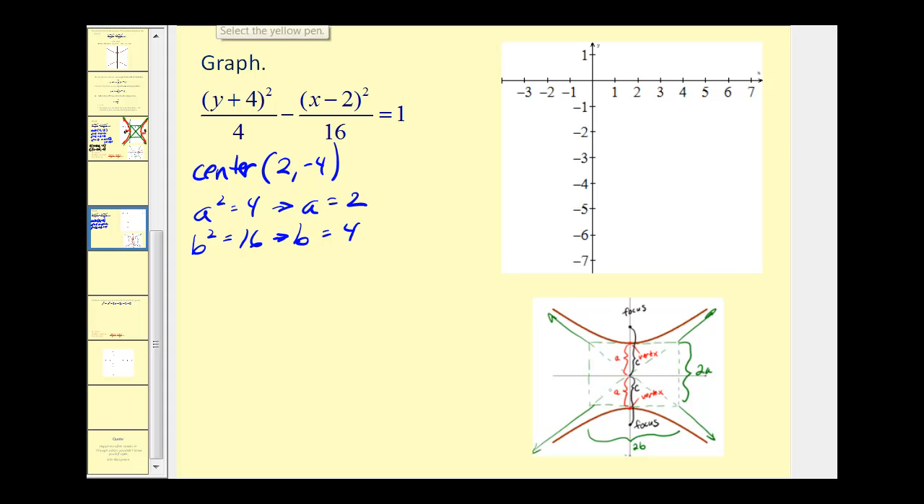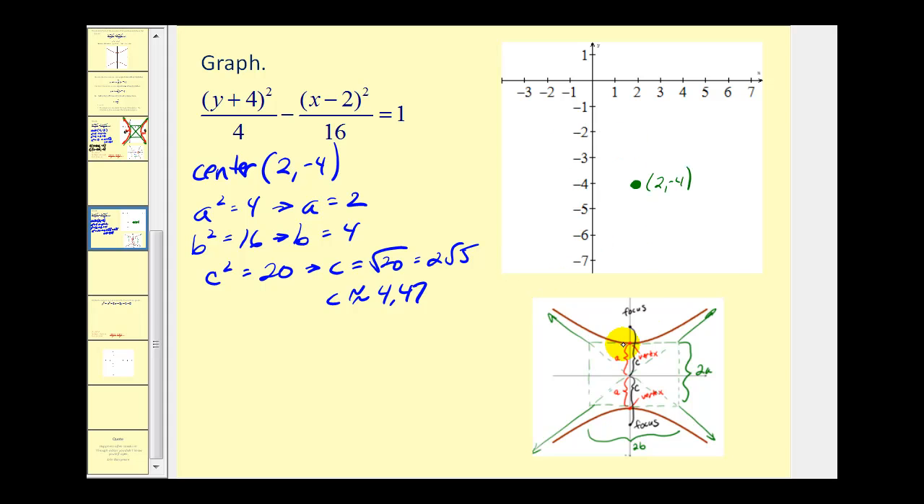And let's go ahead and find c while we're here. C squared is equal to a squared plus b squared, which would be 4 plus 16, that's 20. So c equals the square root of 20, which is 2 square root of 5. And this is approximately 4.47. Let's go ahead and see if we can sketch this. We'll first plot the center, 2, -4. We know this hyperbola is going to open up and down, so now we'll have to add a to the y coordinate to find the two vertices of the hyperbola.